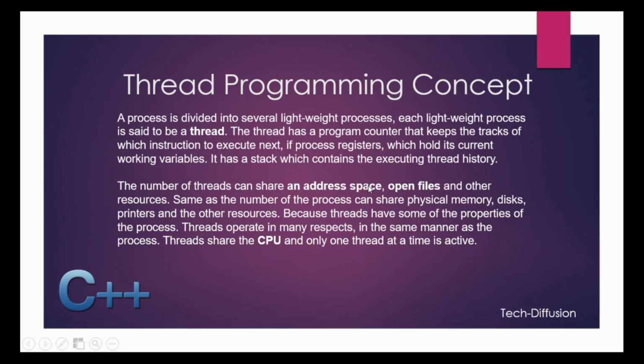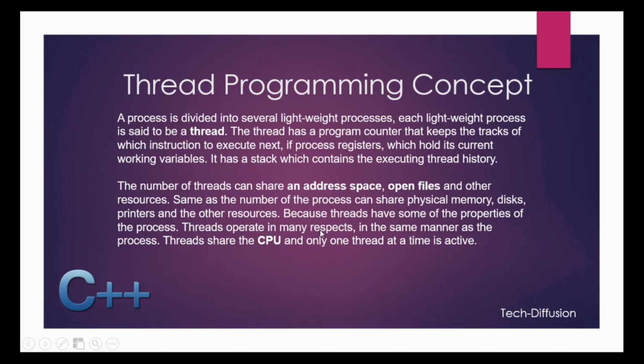The thread has permission to open files and access resources, the physical memory, our disk, printer, and other resources, because a thread has the properties of a process. Why can the thread access all these things? Because in our process we have given all the permissions to run, and if the process has access, then the thread has access as well, because a thread is a part of the process, right?